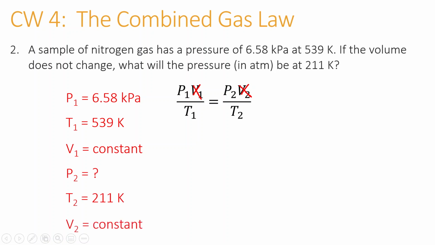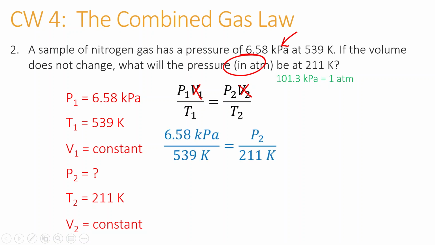So since volume is constant, I can take that out of my equation here. Now, the question wants my answer to be in atm, but we were given the initial pressure in kPa. So we're going to need to do a conversion at some point to handle those different units.